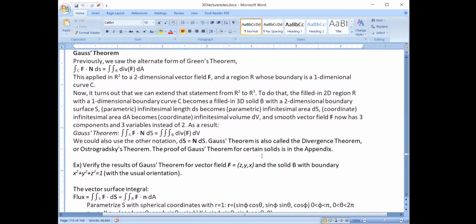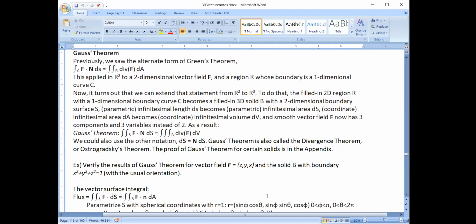Since our surface is a sphere, we know how to make the parameterization for that. It's just r sine phi cos theta, r sine phi sine theta, r cos phi. But in particular, this sphere has radius 1, so just turn all the r's into 1, and you get this. We know that phi goes from 0 to pi, and theta goes from 0 to 2 pi, and we already fixed r at 1 for this sphere. So there's our parameterization.